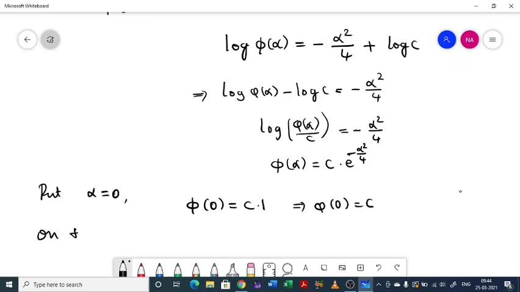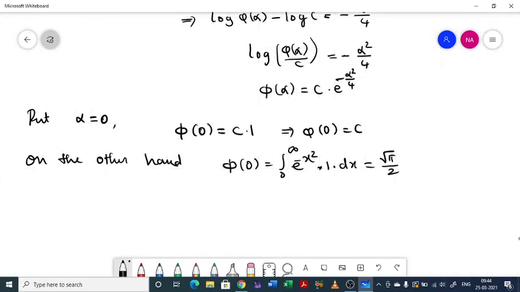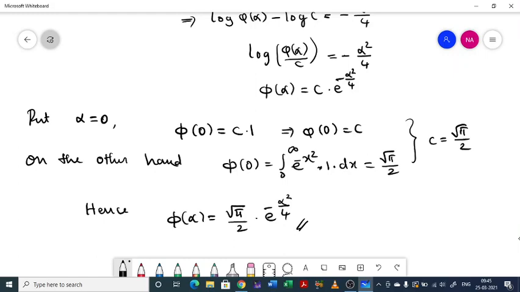On the other hand, using the definition, phi of 0 will be integral 0 to infinity e power minus x square cos 0, cos 0 is 1, into dx. But this is a standard integral whose value is root pi by 2. Therefore, from these two, you can write c equal to root pi by 2. Hence phi of alpha equal to root pi by 2 into e power minus alpha square by 4. That's all. So this completes the solution of that problem.